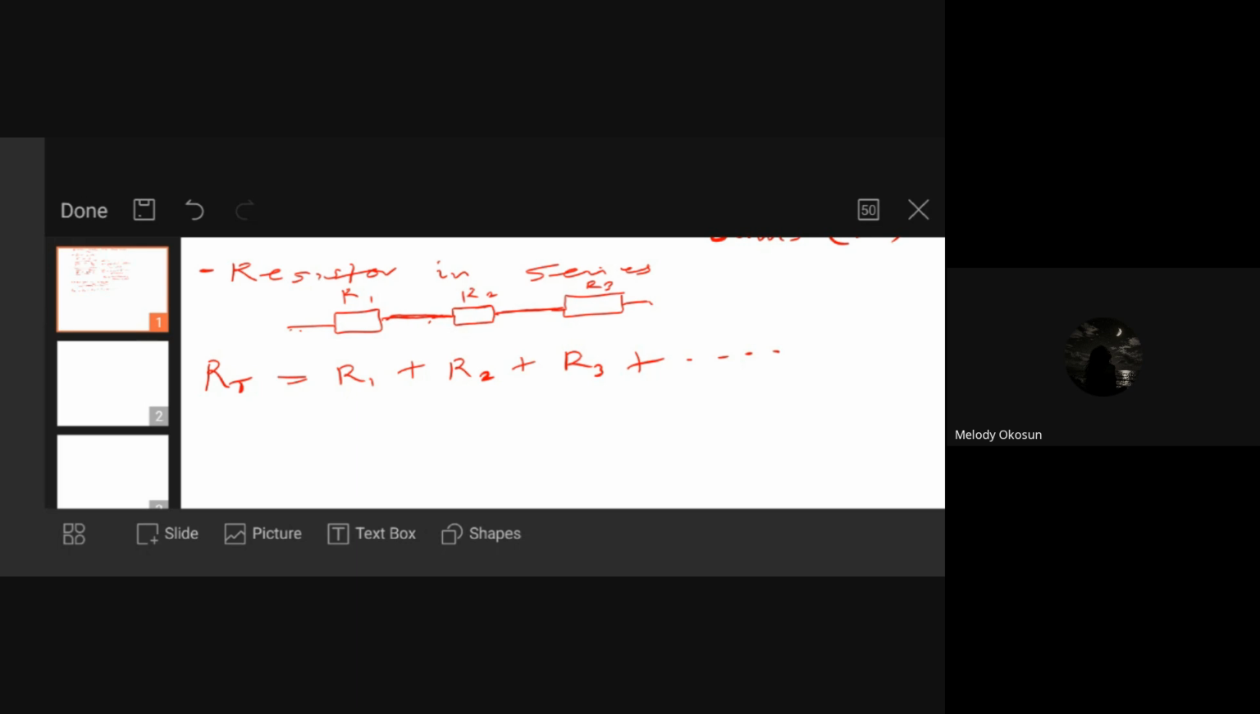Assuming this is 2 ohms, this is 3 ohms, and this is 4 ohms, all connected like this in series, and you are asked to find the total resistance. It becomes 2 plus 3 plus 4, which gives us 9 ohms. So this is the total resistance of these resistors if they are connected in series. Take note of that: for series-connected resistors, what we do is add their resistances up one after another.